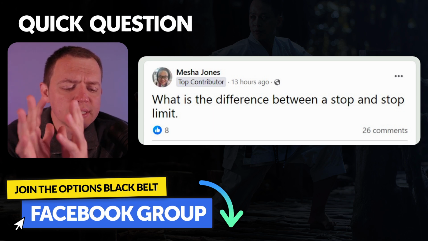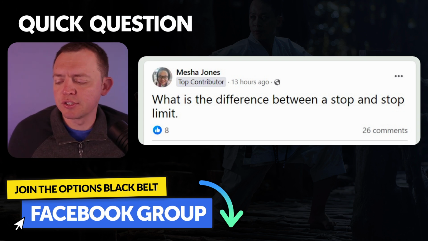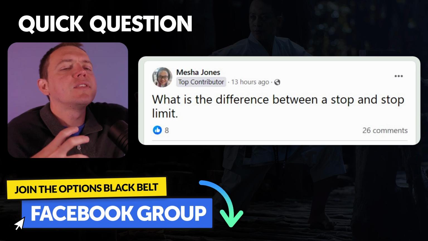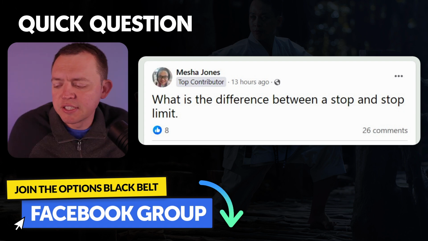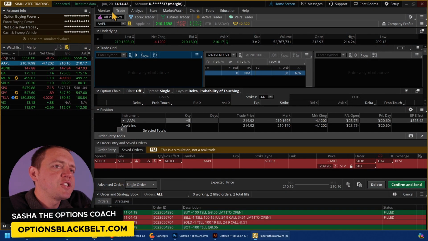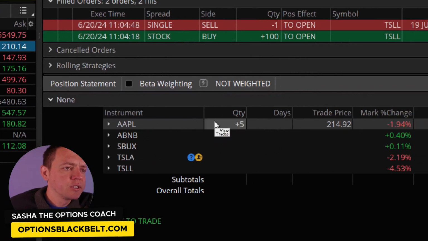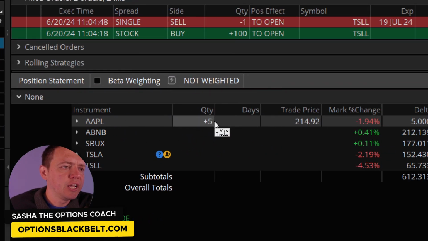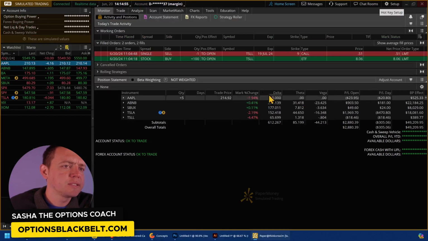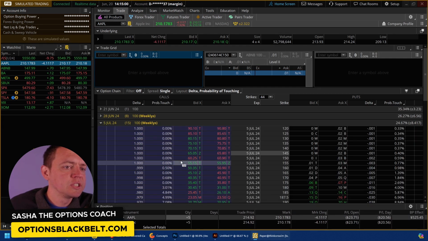When we look at these things, they apply in two different scenarios. Really, the point of the stop is, hey, when this price point hits, I need to get out. That's the core difference for these order types. So I've got 5 shares here of Apple, in a simulated account, just as a general example. There is my quantity of 5 shares, and I purchased that at $214.92. So I am down about 23 bucks. Let's say this thing is going against me, and I want to close these shares.